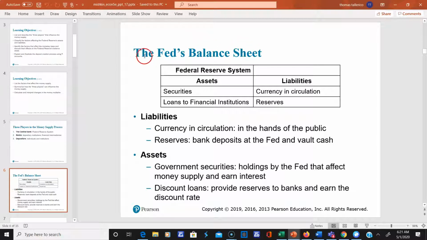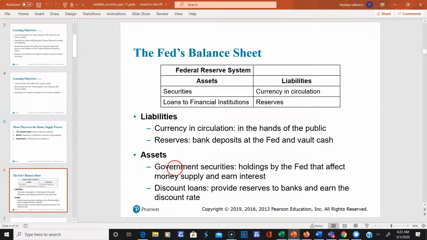So here's the Fed. Even the Fed has a balance sheet. Here are the assets: securities and loans to financial institutions. Loans are assets because money is owed to the Fed. And here are the liabilities. Believe it or not, the currency and reserves are liabilities for the Fed because it's payable. Greenbacks, or money, are payable by the Fed, and they're responsible for having it in circulation. That's their liability. And any reserves that are collected, they're liable for, because they have to basically return them. So again, currency in circulation in the hands of the public, reserves, bank deposits at the Fed, and the banks' vault cash.